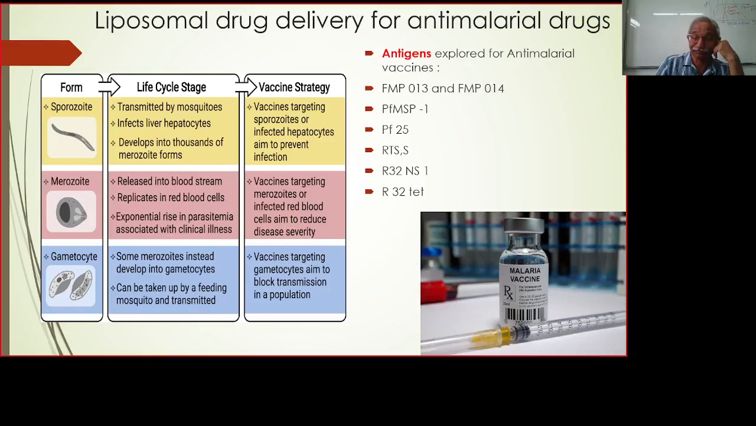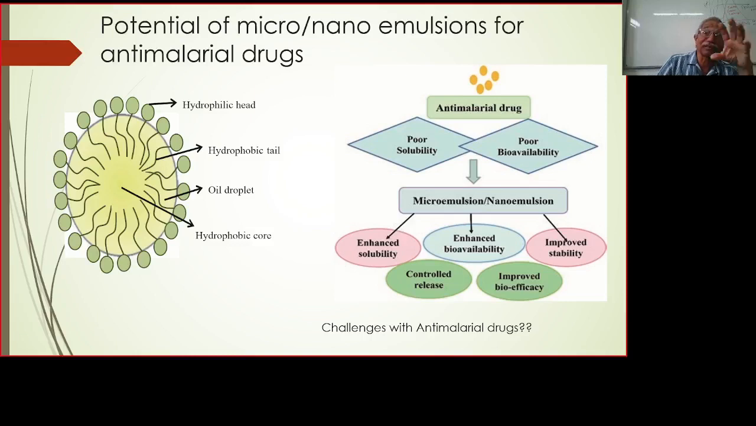So there is a potential for micro and nano emulsions for antimicrobial drugs. That is another area which is growing, because nano emulsions can be given by injection or orally. And nano emulsions are simple things. These have a hydrophilic head and hydrophobic tails, and are called amphiphilic molecules. They stay at the oil and water interface, and the hydrophilic head will be outside, so it will be an oil in water emulsion.